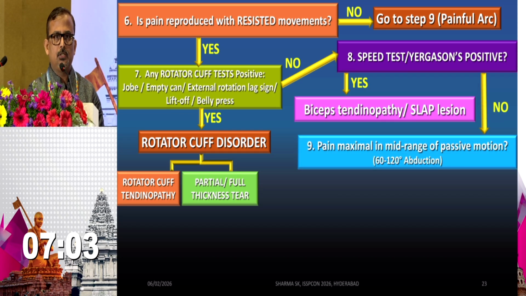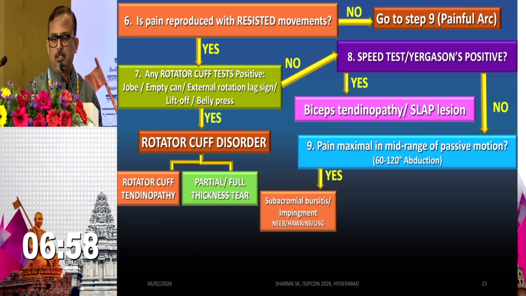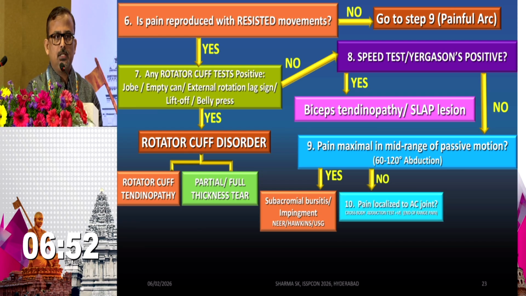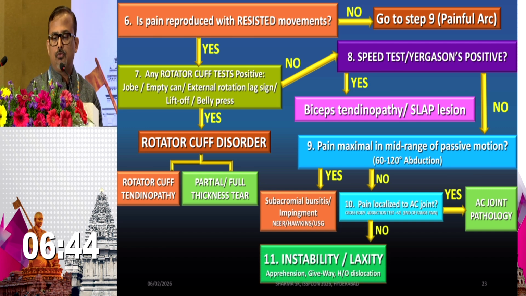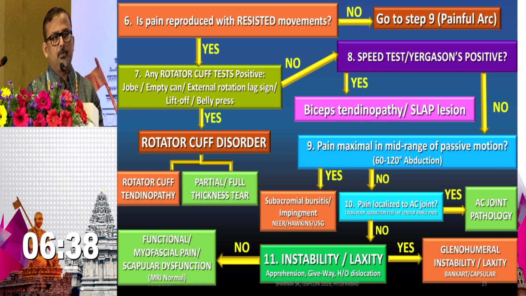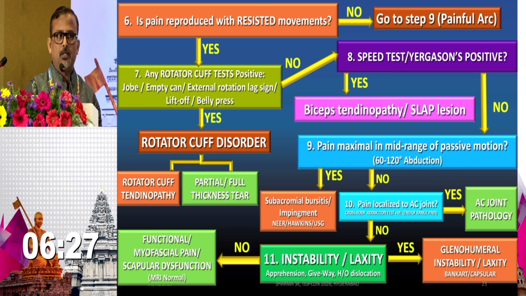But if it's a no, then you have to go for the painful arc syndrome. And you see whether it is mid-range or end of range. If it's mid-range, then you have the impingement syndrome. If it's a no, then you go to the localized area, which is the acromioclavicular joint, and you arrive at the acromioclavicular joint pathology. But if it's also a no, then you are left with the instability or laxity of the glenohumeral joint. And if none of these are correct, then you land up with the functional or myofascial pain, or you have one more component, which is basically the scapular rhythm, and it could be a dysfunction of that. The important finding will be that the MRI is normal.